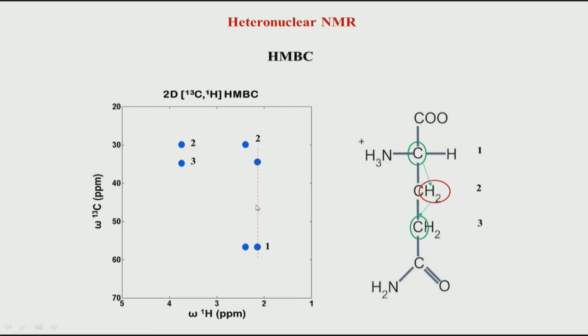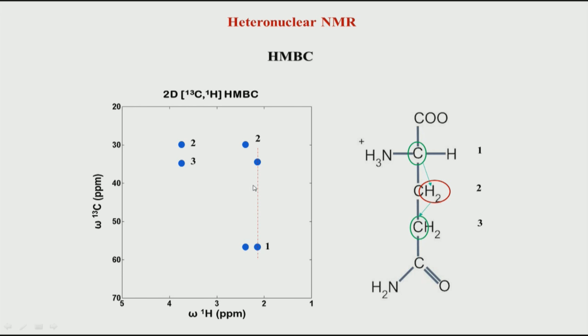Now, similarly let us go to the second carbon. Here this proton has a 2 bond coupling to here, and a 2 bond coupling to here. Of course, it also couples to the carbonyl carbon and to the carbonyl amide, but that is not shown in this spectrum because it only goes from 20 to 70 ppm. We will see in the next few slides examples where we can exploit this carbonyl connection to the proton. For the time being, let us only focus on this.